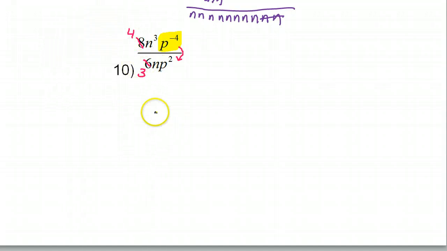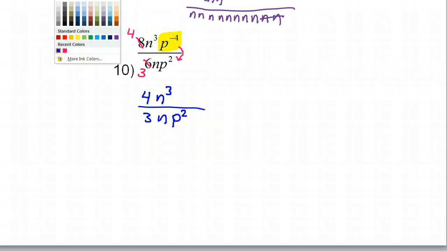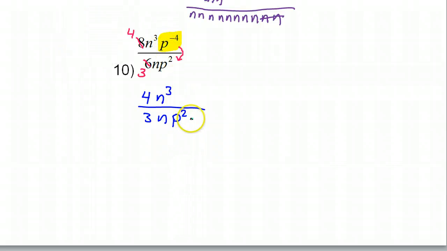So this situation is going to become, all right, so I've got my 4 over 3. I've got my n to the 3rd power. I've got my n. I've got my p squared. Okay, I just copied all that stuff down. But my p to the negative 4 power drops down and became p to the 4th power down here. So then I'm ready for my final answer.